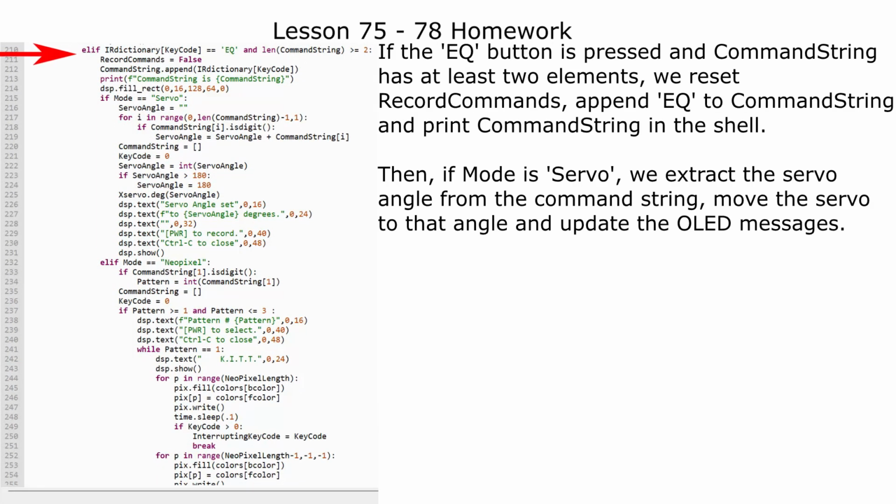If the EQ button is pressed and command string has at least two elements, we reset record commands, append EQ to the command string, and print command string in the shell. Then, if mode is servo, we extract the servo angle from the command string and move the servo to that angle and update the OLED messages.